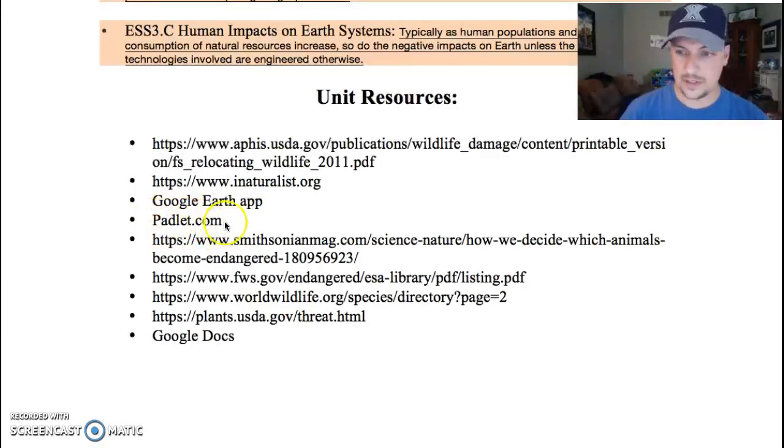I'm using it to collaborate with a teacher from another country. The Smithsonian site tells you a lot about how animals become endangered, and so does this one here. Here's your World Wildlife Organization that gives you an entire list of endangered animals and even extinct animals. This does the same thing for plants, and of course your Google Docs, which is one of the collaboration tools.